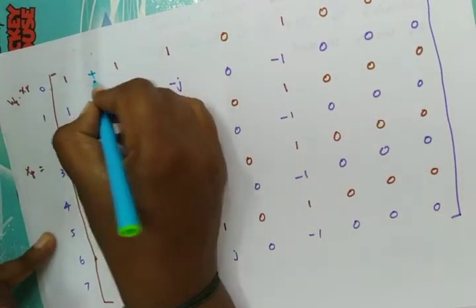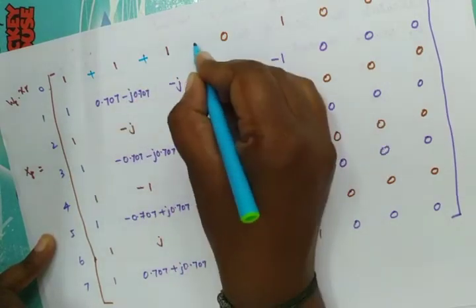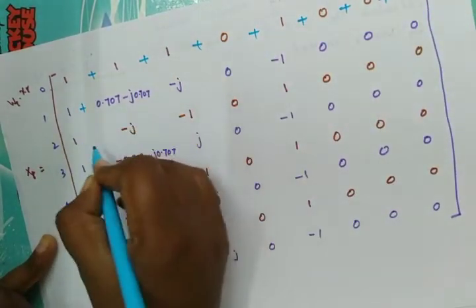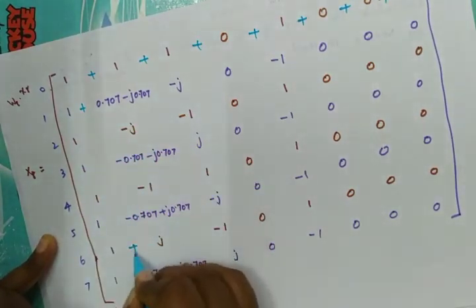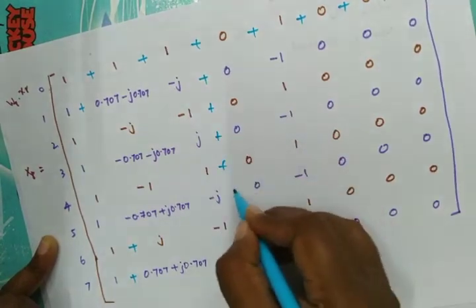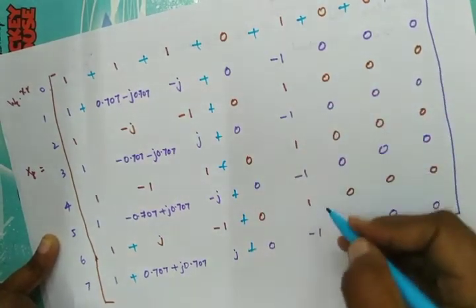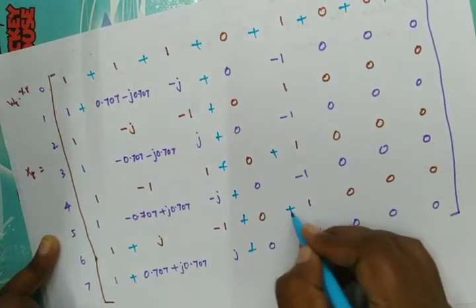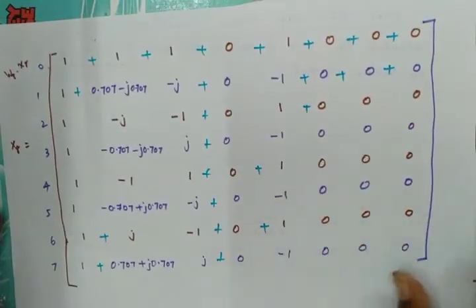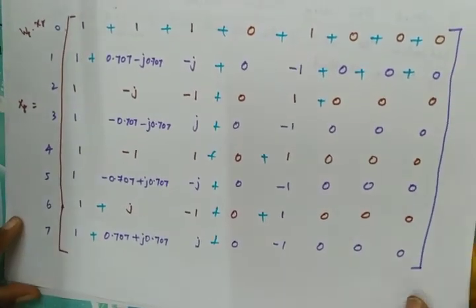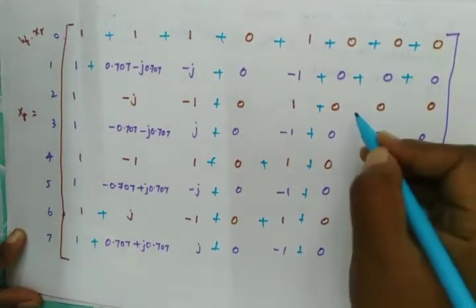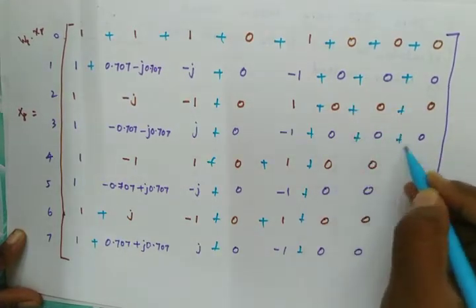1 plus 1, here it is plus 1, plus, plus, plus, plus, plus. This is plus, this is minus, minus, minus, and this is plus, plus. Here it is, because everything will be 0 because fourth bit is 0. Here it is plus, plus. Then the rest will be plus because we have only zeros. Plus, plus, plus, plus, plus, plus.